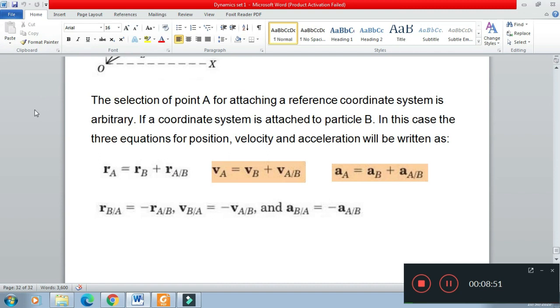From the previous relations, RA equal to RB plus RA slash B, and then previously we had RB equal to RA plus RB slash A. If we solve these two, we get RB slash A equal to minus RA slash B. Similarly, the signs will be opposite. When we obtain velocity of B with respect to A, or velocity of A with respect to B, we will have the same magnitude, but the direction will be different.